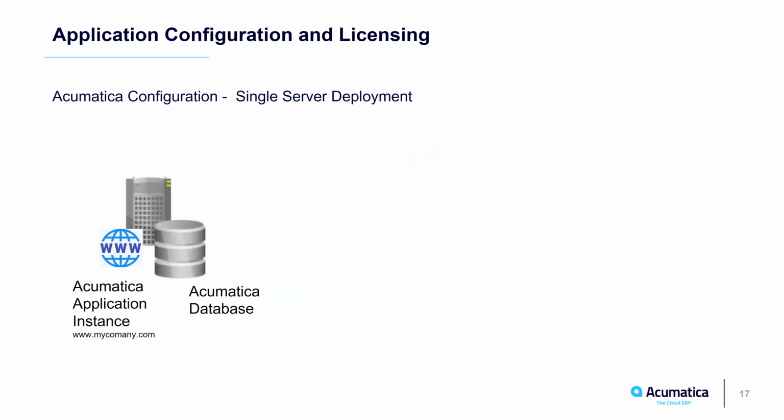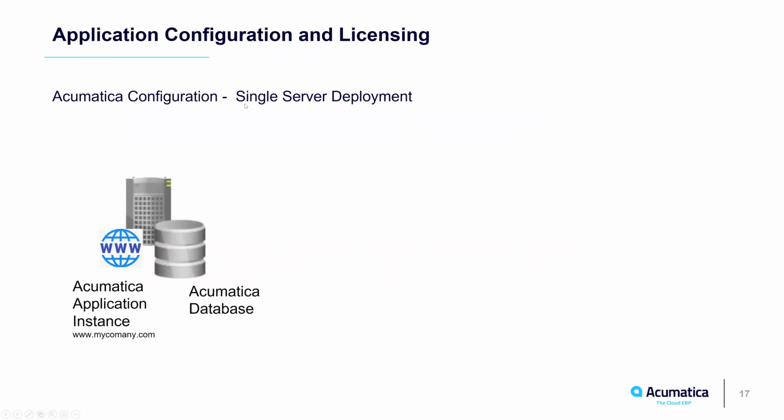Obviously, if you go with Acumatica SaaS, we handle this all for you. But in reality, there's always a server involved, right? There's some server, that server is running a database, and then there is a website, which is your URL, and that's what we call the Acumatica application instance. So these two can run on one server, or they can run on multi-servers.